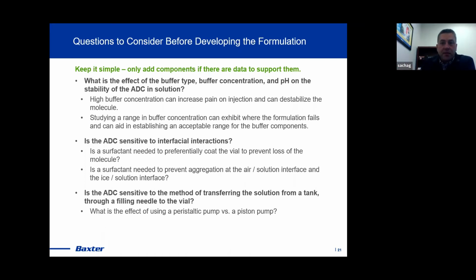So there are some studies that we need to conduct to determine if we need to add something such as a surfactant to prevent that. Finally, is our ADC sensitive to the method of transferring the solution from the tank through the filling needle into our vial? We need to think about how these formulations will be processed at full scale. And that's where these pumping studies come into play.